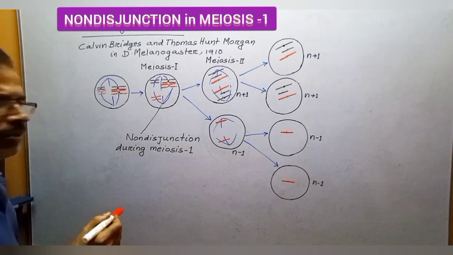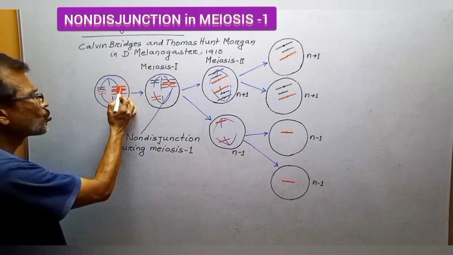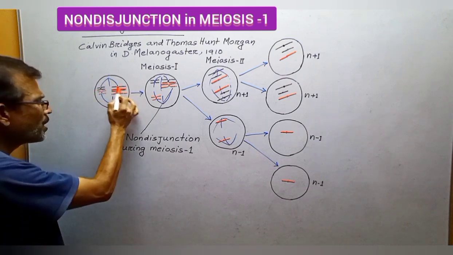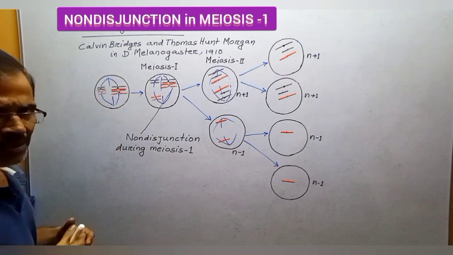In this figure, you can observe that there is close pairing between homologous chromosomes. This pairing is known as synapsis.